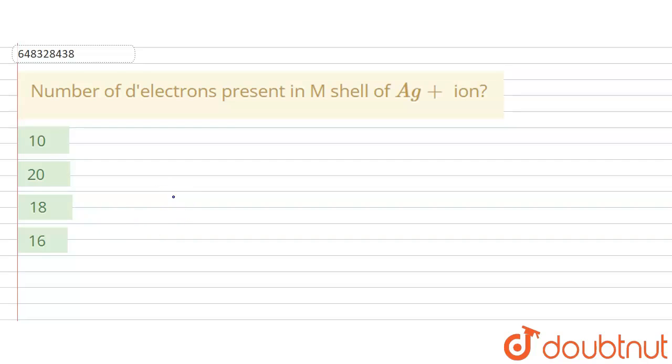Hey everyone, the question we have got today is: the number of d electrons present in the M cell of the Ag+ ion. Ag+ is the silver ion. The atomic number of silver is 47. So to find the number of d electrons in the M cell, we first have to write the electronic configuration of silver.